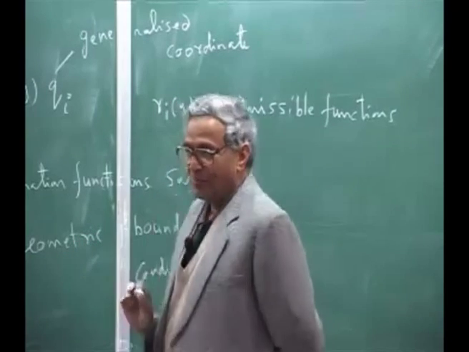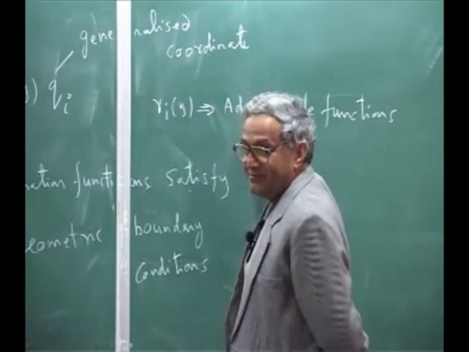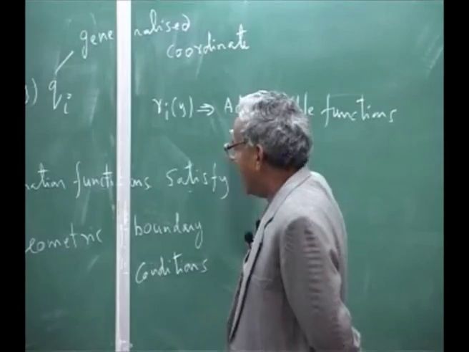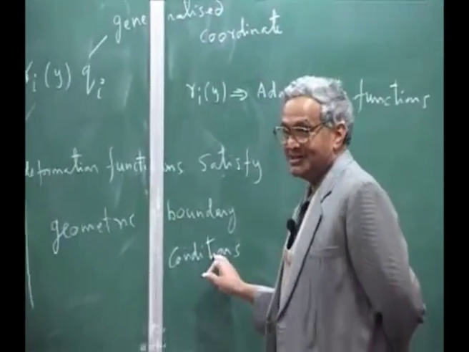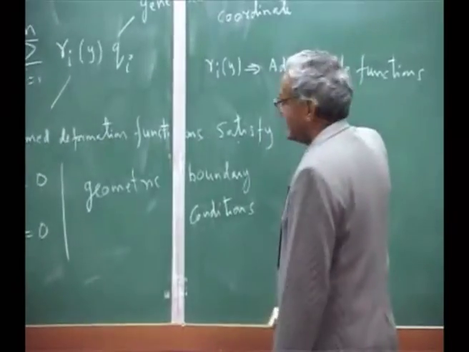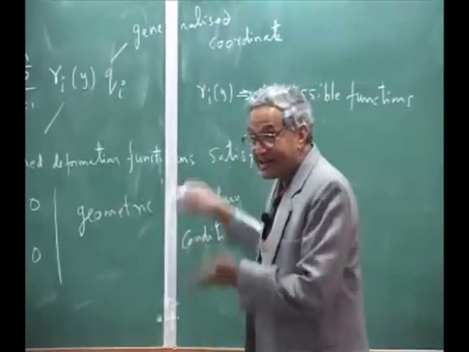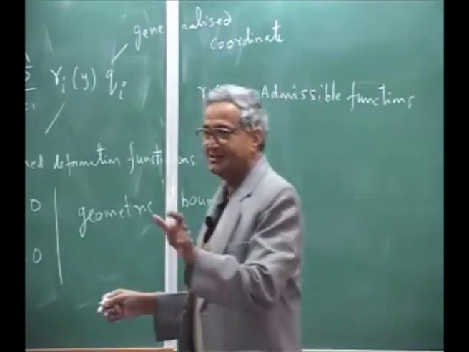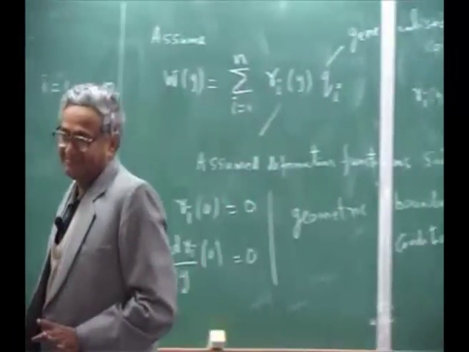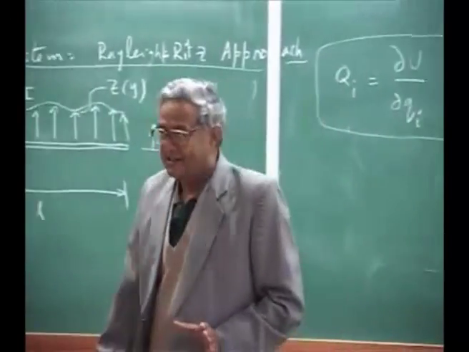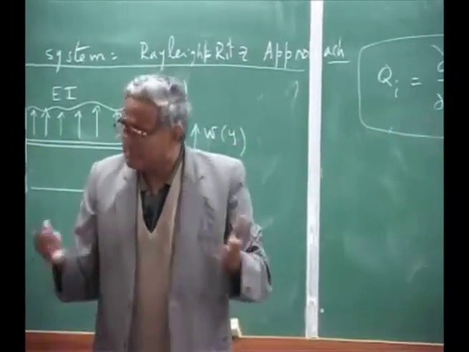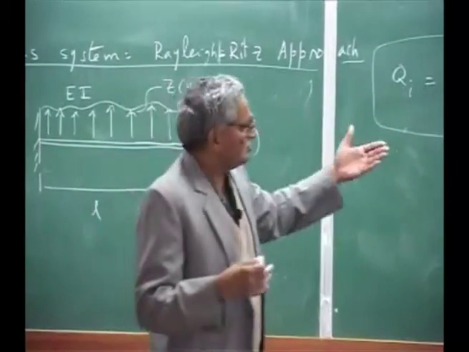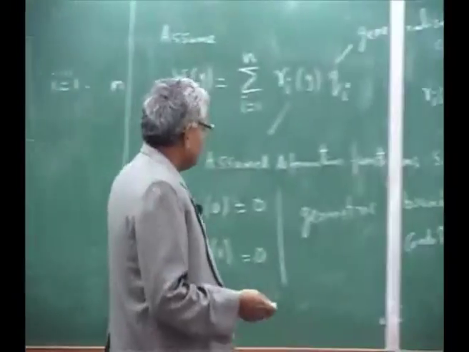Please understand, both mean the same thing. Admissible functions are assumed deformation functions that satisfy the geometric boundary condition. Actually, an admissible function is one which satisfies the boundary. So the terminology is admissible function. All right. Now what you do is you choose a deformation, assume a deformation shape.